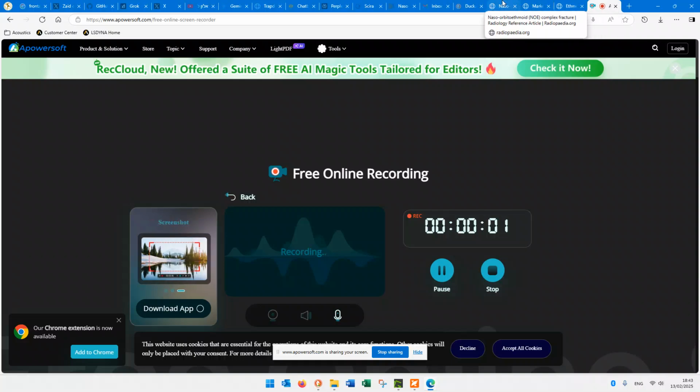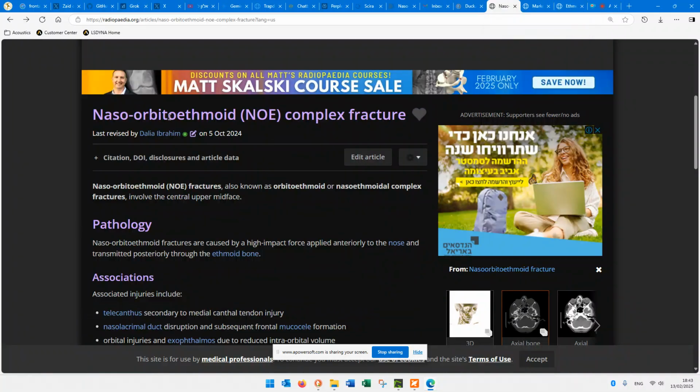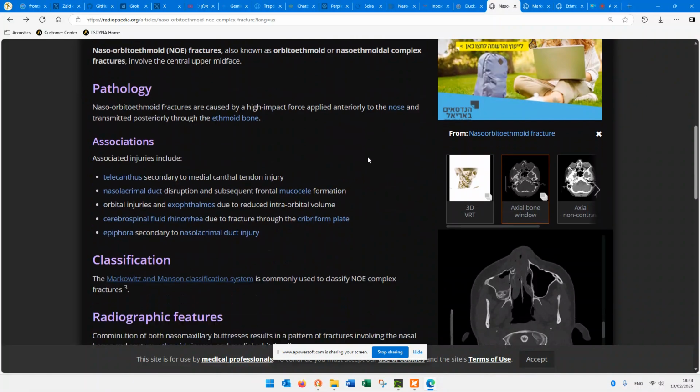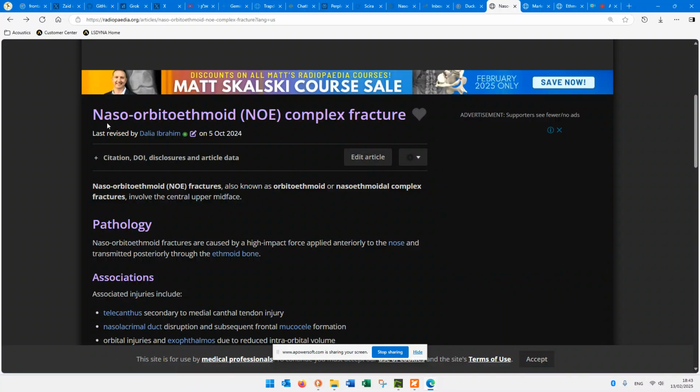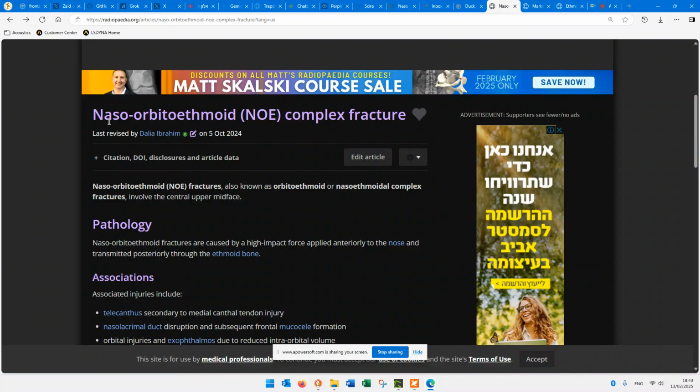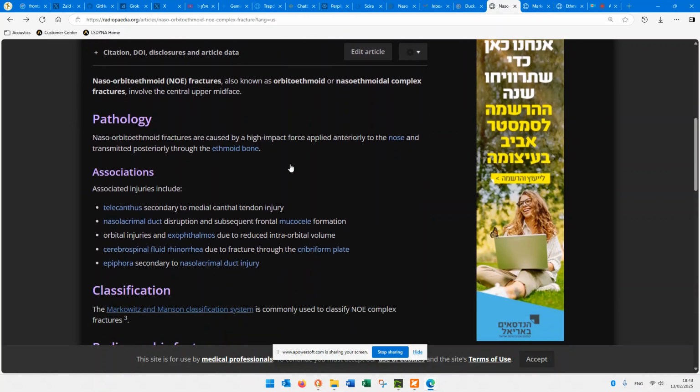Okay, so let's talk about the naso-orbito-ethmoid complex fracture, NOE complex fracture. As the name suggests, those fractures involve the nasal bone, the orbit, and the ethmoid. So the fractures go throughout the orbit and involve those bones.